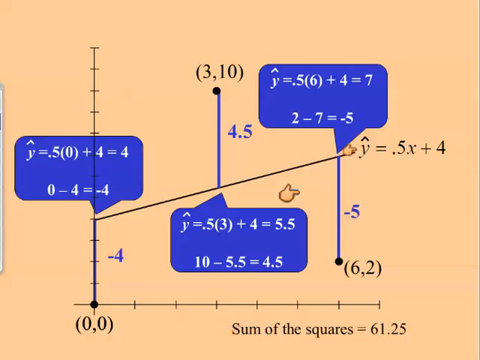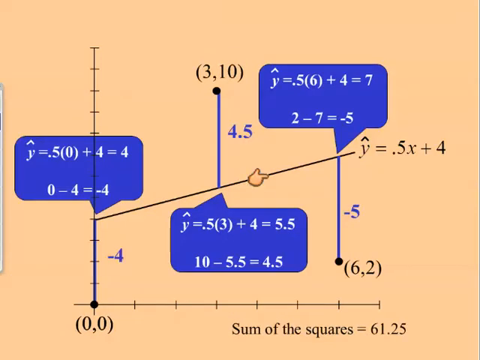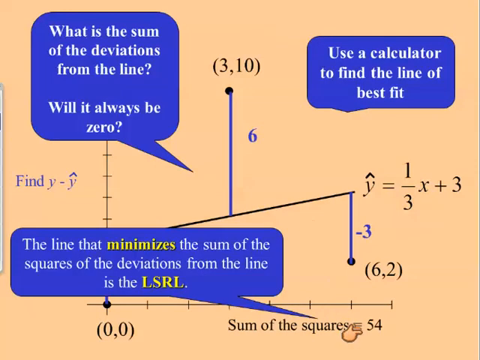So is this line the best line I could use for that? Well, look at this one. If I do the same thing finding this one and then find the y minus y hat, I come up with a sum of squares of 54. So which one of these would be the one that has the lowest sum of squares? It'd be this one here that has 54. This would be the better line to come up with. This would be my least squares regression line, the 1/3 x plus 3.